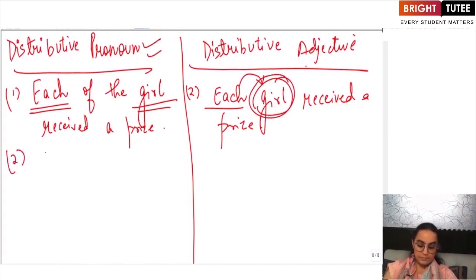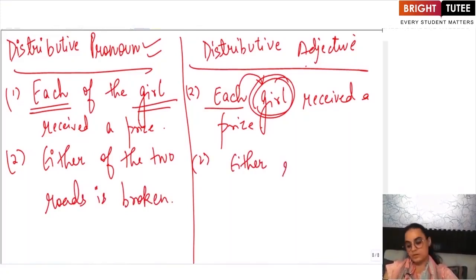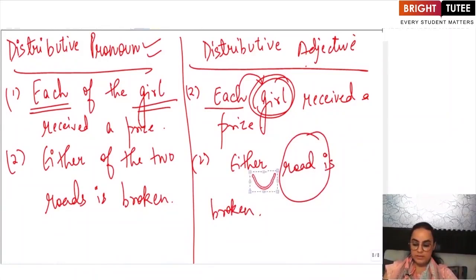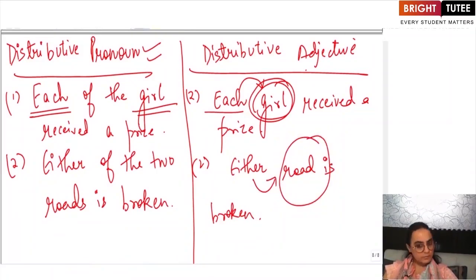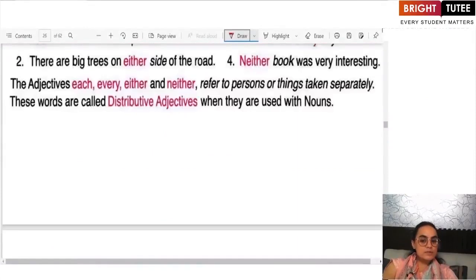If I give you another example, either of the two roads is broken. And for adjective, either road is broken. Again, with noun, what is this? This is an adjective. Without a noun, this is a pronoun. So this is how we are going to differentiate between adjectives and pronouns throughout. Now let us look at the examples which are given in your book.